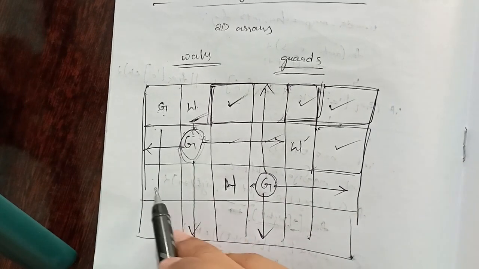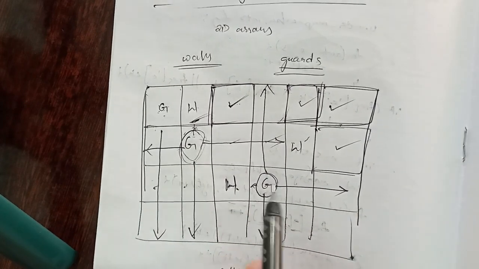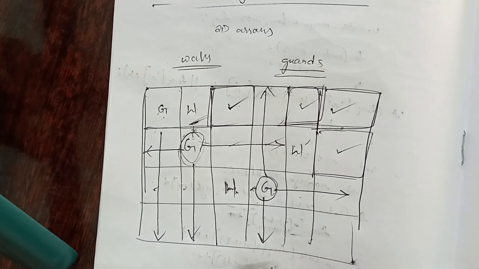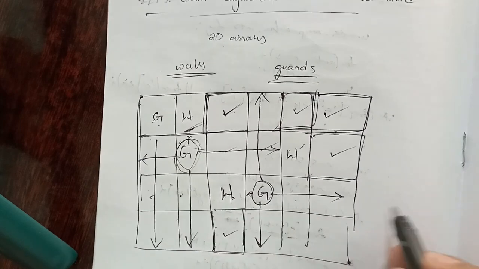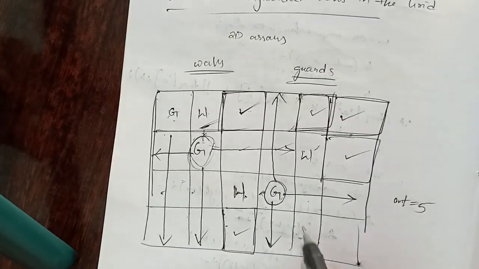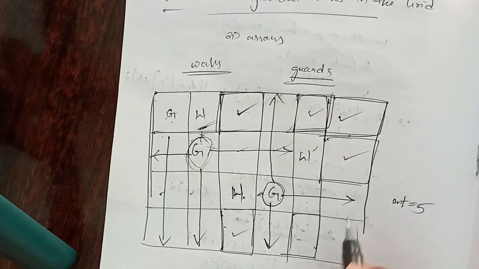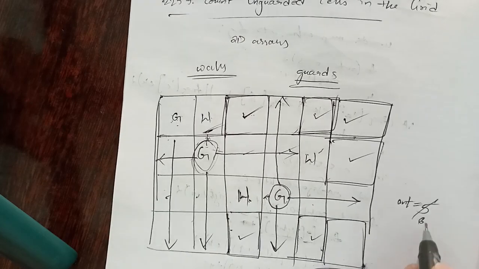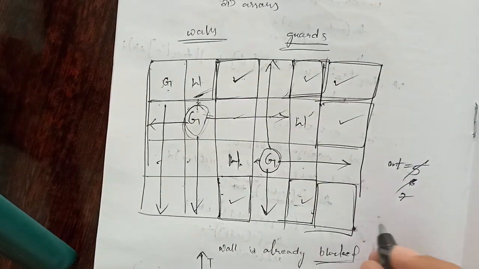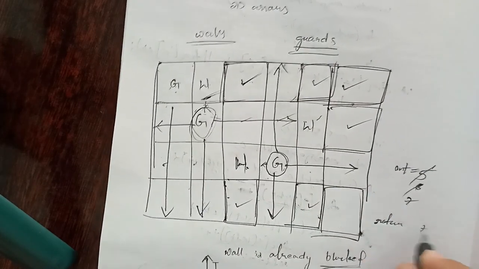and then here this is guarded, this is guarded, this is a wall, this is guarded, this is guarded, and then here this is unguarded. So 5, our count is till now 5, and then here it is unguarded, so the count is 6. This is unguarded, so the count is 7. So we need to return 7.